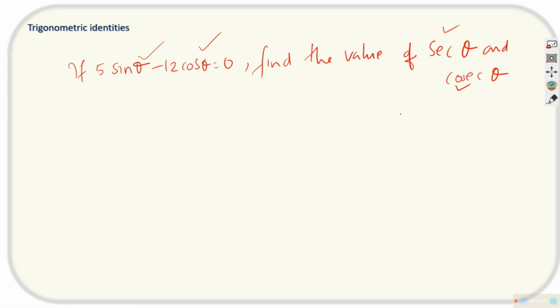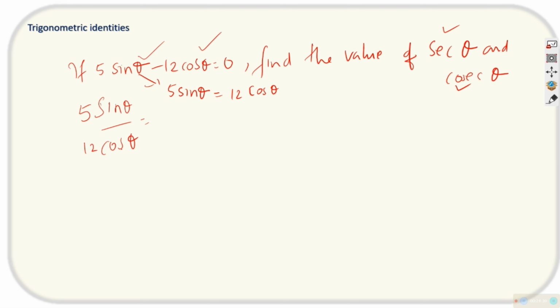If sec theta and cosec theta are asked, we can reach there from sin theta and cos theta. But sin theta and cos theta are not given directly. It is equal to 0. Some relationship is given. How is it given? If I write sin theta upon cos theta, then what will happen? 5 sin theta minus 12 cos theta is equal to 0. Correct? That means 5 sin theta is equal to 12 cos theta, because I bring this minus to the right side. If I write like this, I can write 5 sin theta upon 12 cos theta.